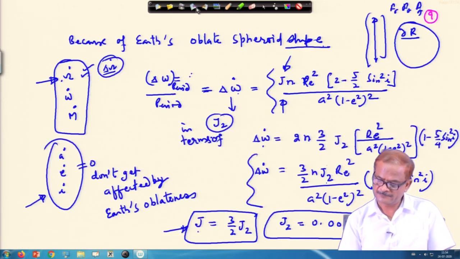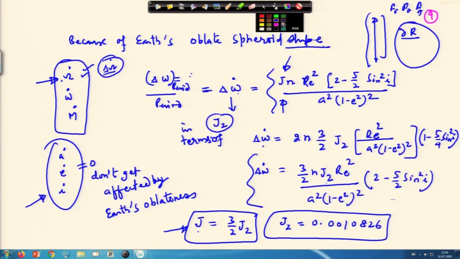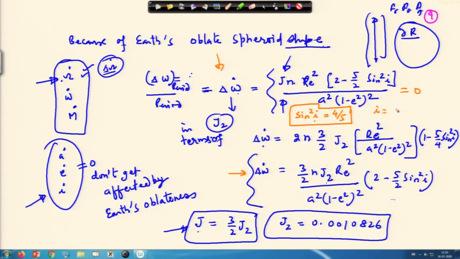So, immediately what we can observe from this place is that if I set this quantity delta omega dot equal to 0, either here in this place or here in this place, we set it to 0. So, what we will get? Sin square I equal to 4 by 5. So, if this critical angle is applied, that your satellite is located inclined at this value, I turns out to be 63 point something, this value turns out 63.4 degree. If I is equal to 63.4 degree, then your perigee will get fixed, means the perigee will not progress.